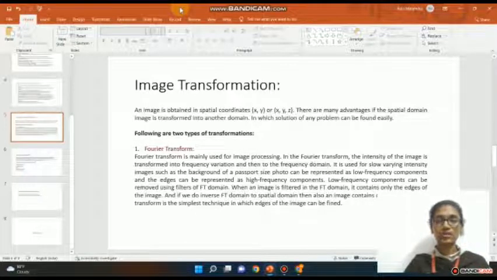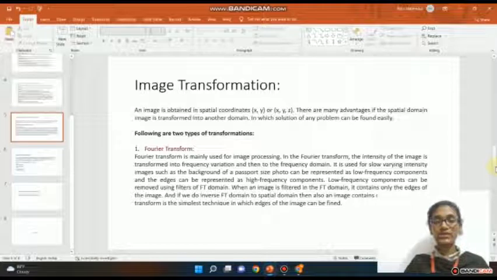Fourier transform. Fourier transform is mainly used for digital image processing. In the Fourier transform, the intensity of the image is transferred into frequency variations and then to the frequency domain. It is used for slowly varying intensity images, such as the background of a passport size photo, which can be represented as a low frequency component, and the edges can be represented as high frequency components.